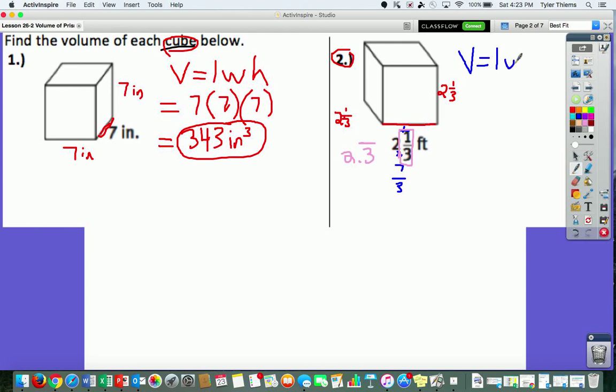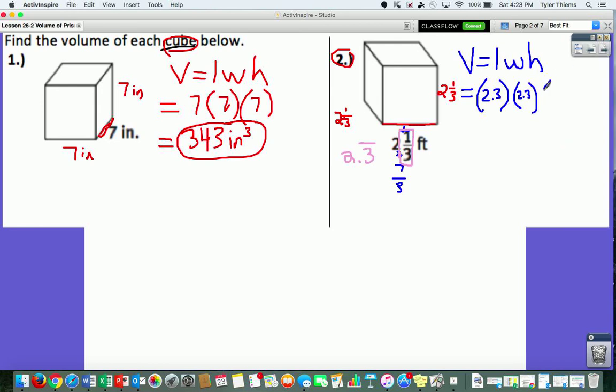Volume equals length times width times height. And we're going to plug in 2.3, and you could do 2.333 even more. 2.3 times 2.3 times 2.3. Okay, now, wrote down the formula, plugged in the numbers. Now we're going to solve.